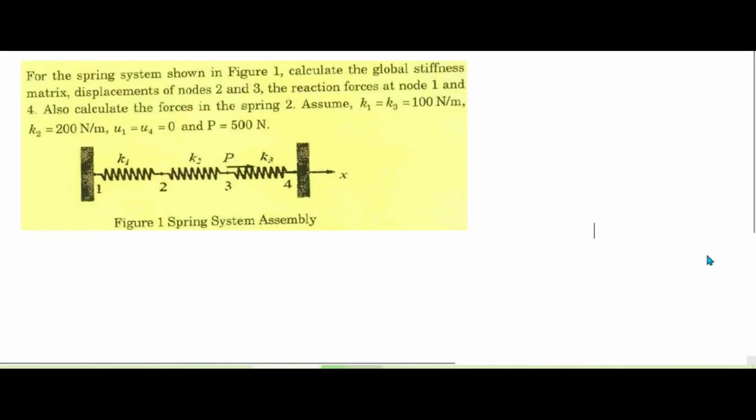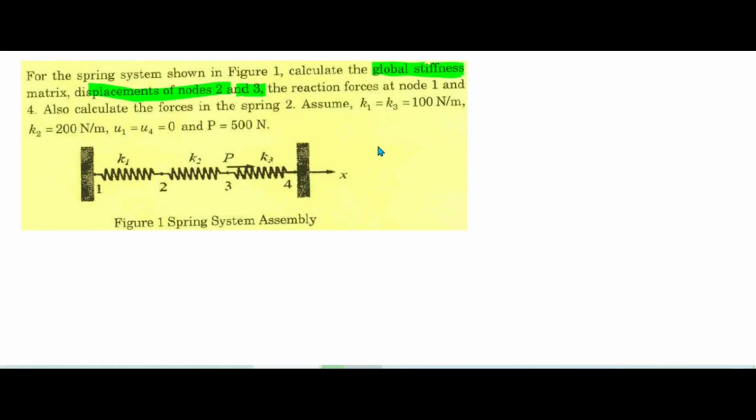Let us consider this problem. In this problem, you can see that the question is related to springs. They are given 3 springs. They're asking us to calculate the global stiffness matrix and also the displacements at node 2 and node 3, and the reaction forces at node 1 and node 4.